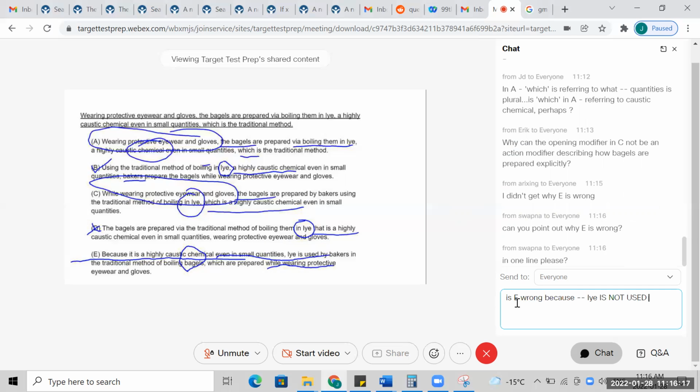Why is E wrong? E is perfect until we get to this modifier. Boiling bagels, which are prepared while wearing protective. So this while wearing is modifying are prepared. Are prepared while. It's like if I said, I was walking while chewing gum. The same person is doing these two things, are prepared while wearing.